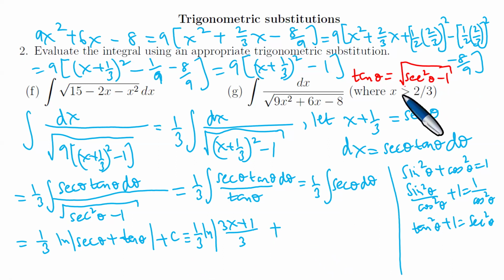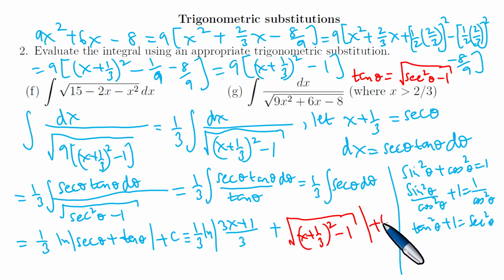So the sec squared minus 1 is this, yeah? And then you can find the square root here of the sec squared minus 1. The sec is this one: x plus 1/3, you square this, minus 1, plus c. This is already the answer, but you can write the way they wrote it.